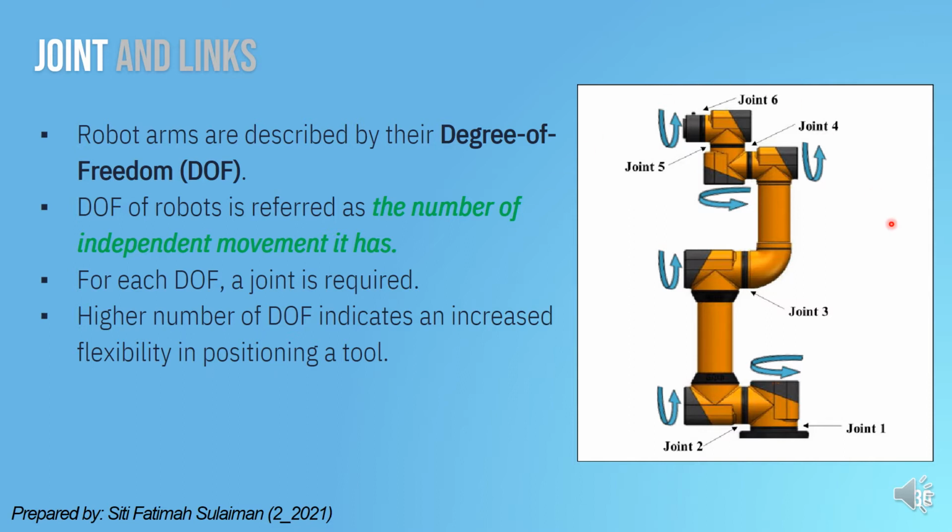Okay, so the figure on the right illustrates a 6 DOF robot arm. Why 6 DOF? Because as you can see, there are 6 joints in this picture. So there are joint 1, joint 2, joint 3, joint 4, joint 5, and joint 6. So this robot arm has 6 DOF. It is also reported that most industrial robots possess 5 or 6 degrees of freedom.